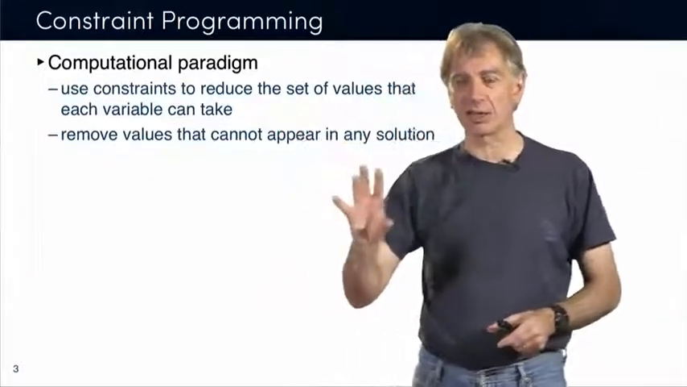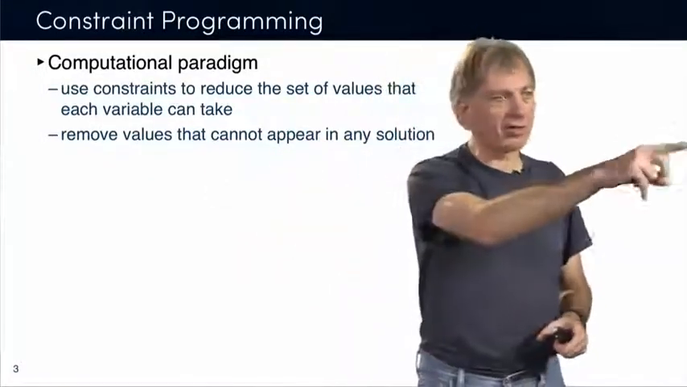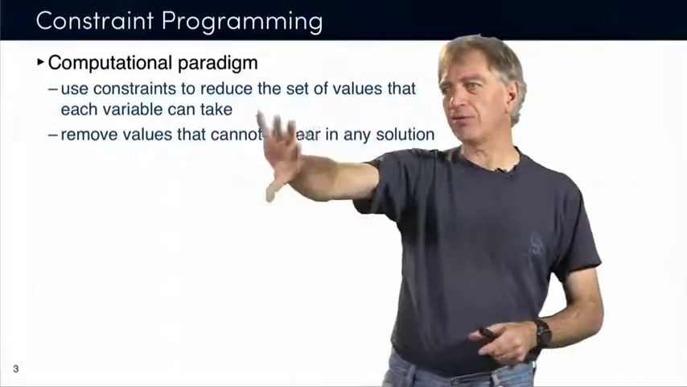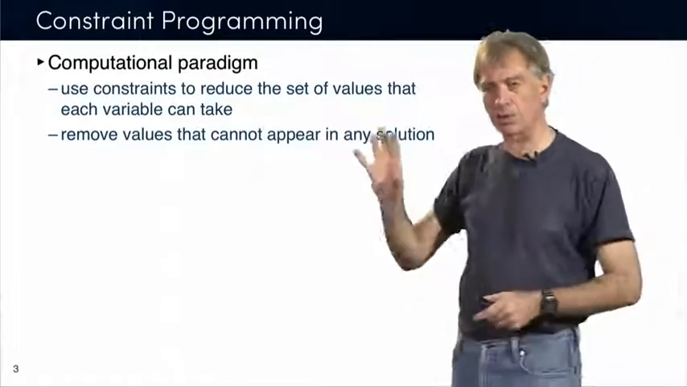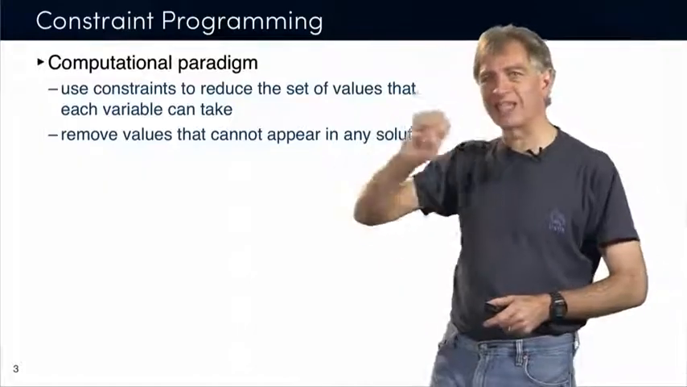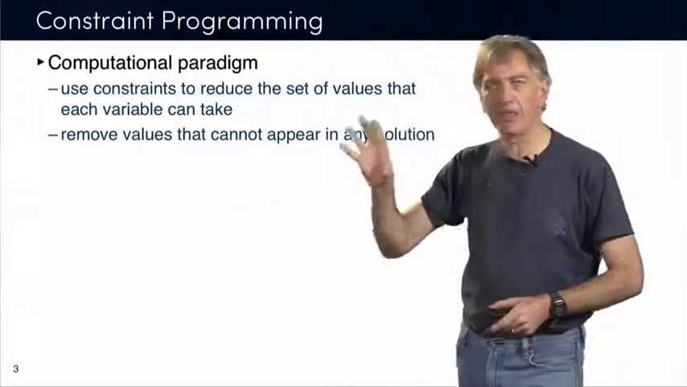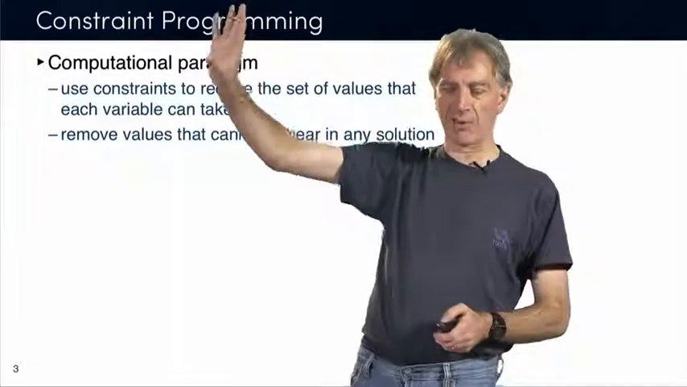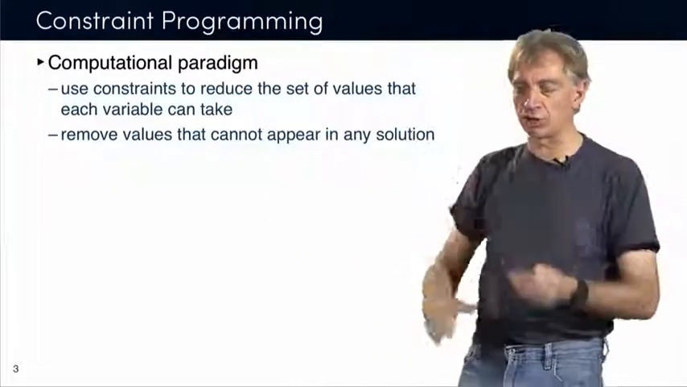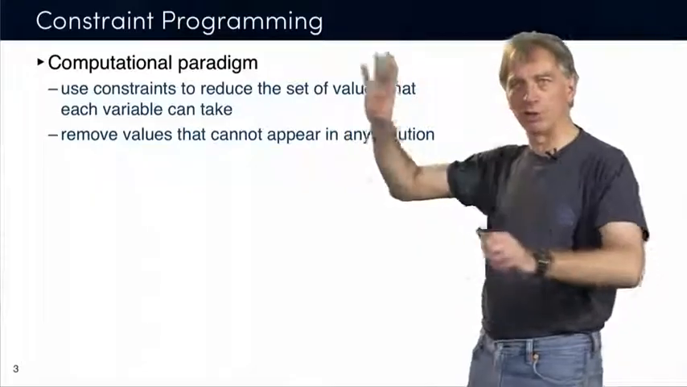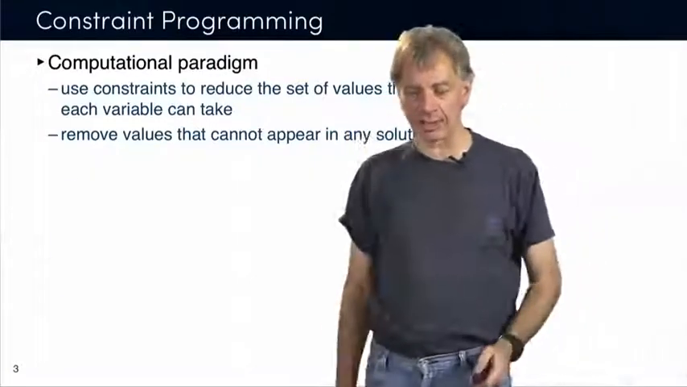The constraints are going to tell you that if this other variable is taking that value, that variable cannot take that value. We're going to look at values which cannot appear in any solution, any feasible configuration, and we are going to remove them. Therefore, we're going to reduce the search space. This is completely orthogonal to the bounding techniques, and these things work together nicely.